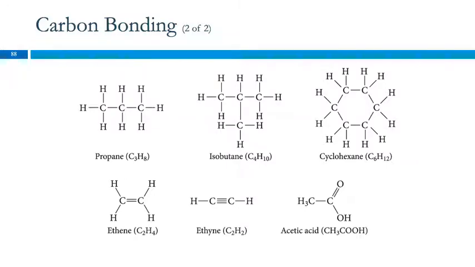Here's some examples. These are compounds that only have single bonds, single carbon-hydrogen or carbon-carbon bonds. The carbons can be in a straight line. They can have a branching structure. They can form rings. And then here are some where we have a double bond. This is a triple bond between carbons. Here there's a double bond between carbon and oxygen. These are all examples of organic compounds.